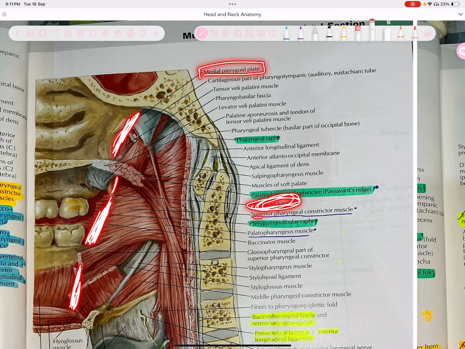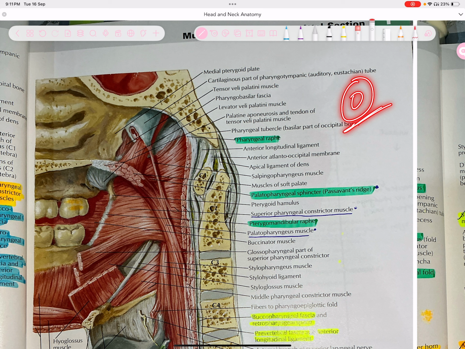So from what all things does it arise? It arises from the medial pterygoid plate, then the pterygoid hamulus, then your pterygomandibular raphe, and then from the mylohyoid line of the mandible. So these are the four origin points of the superior constrictor muscle. Then you have its insertion.